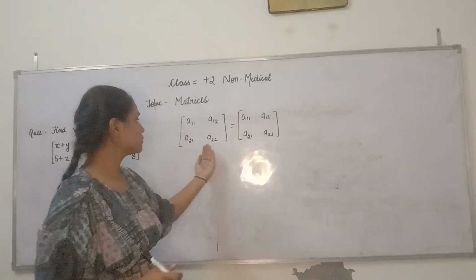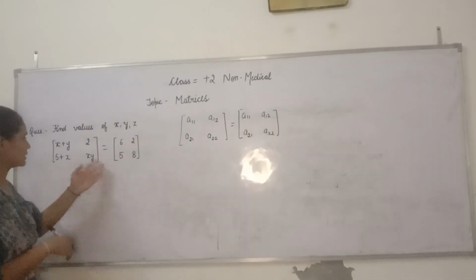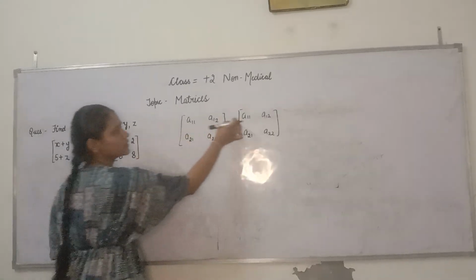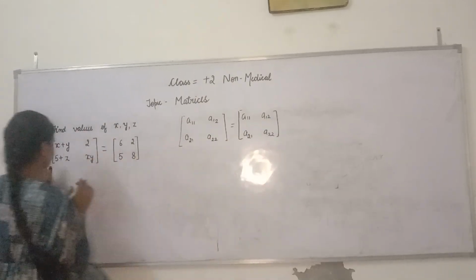A21 is equal to A22, A22 is equal to 2. So we can compare these elements. A11 should be compared with A11, A12 should be compared with A12.